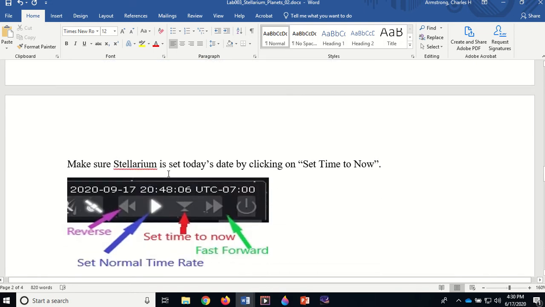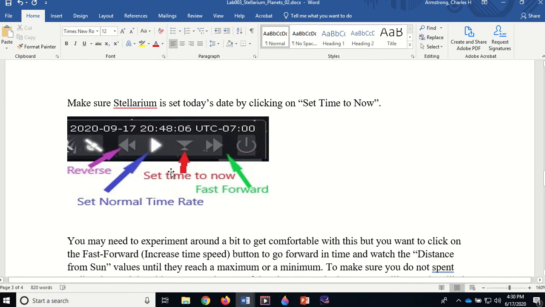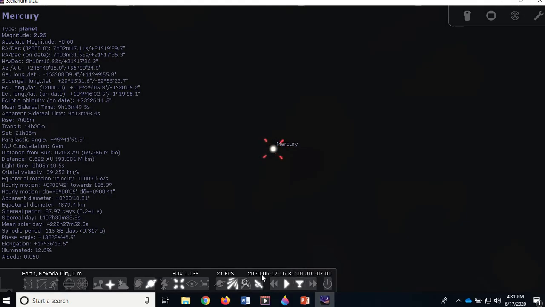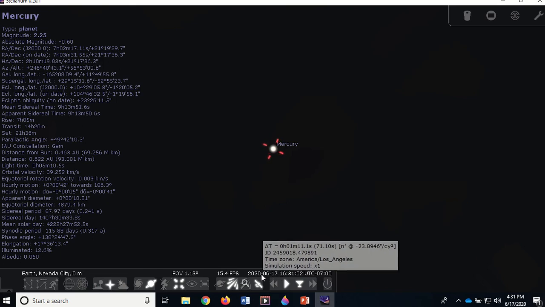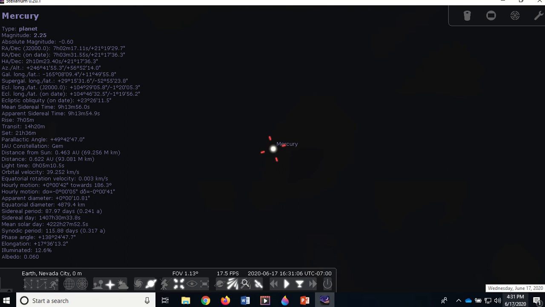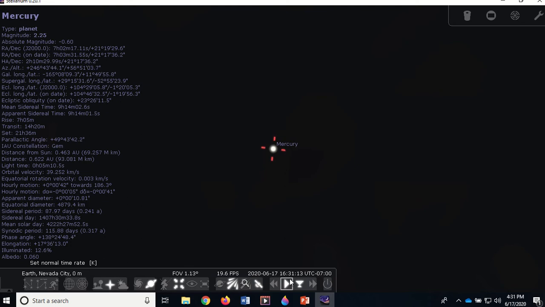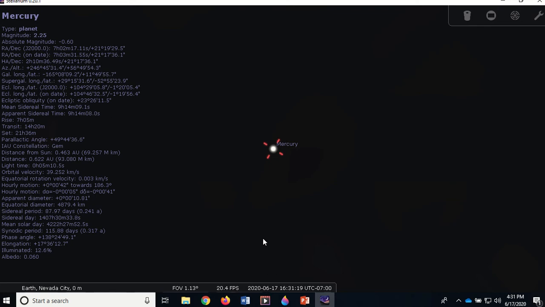Make sure Stellarium is set to today's date. This is how you click this guy to set it to today's date. So I come over here to Stellarium. There he is right there. I click it to today's date. So that's June 17th, 2020, 6/17/2020. We're also at 4:31. This is going to be in that 24-hour clock, 16:31. So 4:31. It's the same thing. So we're right now at this point in time.